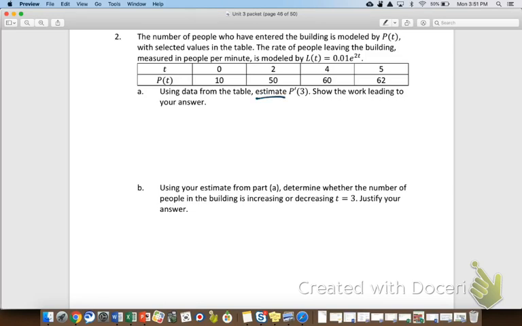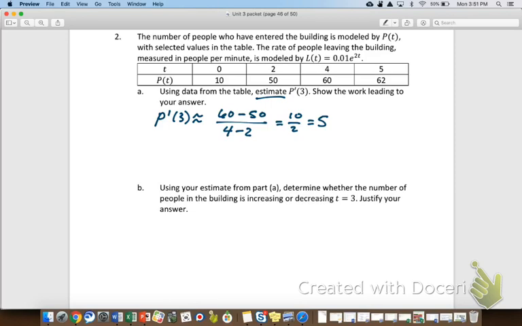So the best way to estimate a derivative is to use a secant line. Maybe you remember that saying, if you can't differentiate, that's fine. Just use the slope of a secant line. So I'm going to say that P prime of 3 is approximately equal to, I've got to decide which interval I'm going to use. I think I'm going to use this interval here because 3 is directly between 2 and 4. So I would write 60 minus 50 over 4 minus 2. So this would give me 10 over 2, which is 5.